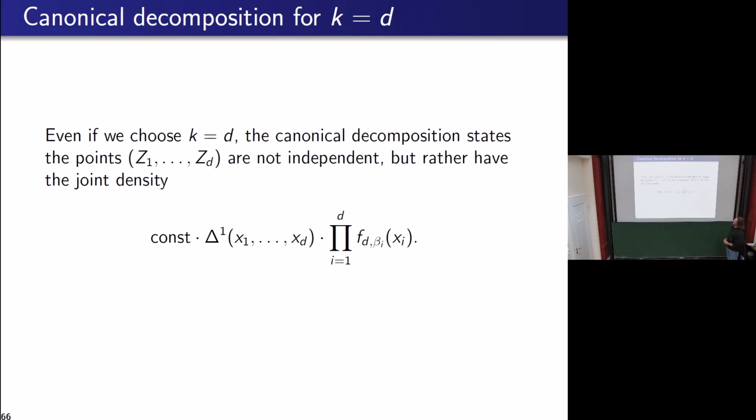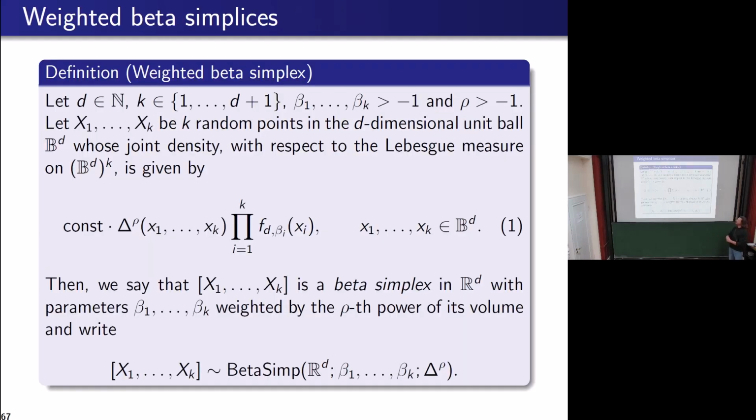And what you might notice is that even if we choose the maximal point number k to be d, the canonical decomposition states actually that the d points distributed in their own affine hull are no longer independent, but rather they have this weight turning up. So since whenever we apply this canonical decomposition, such a weighted simplex turns up, this actually motivates us to introduce them as an object.